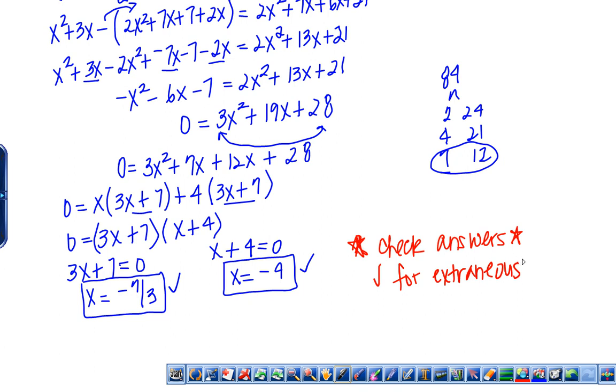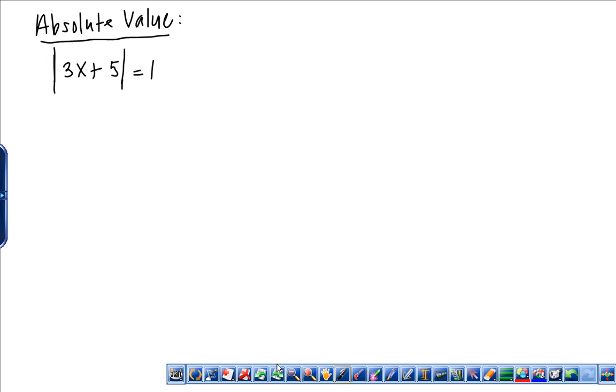Meaning answers that really don't work. And we just check those. Extraneous solutions would be false positives, meaning if I found these and they really didn't work. All right, let's try an absolute value.